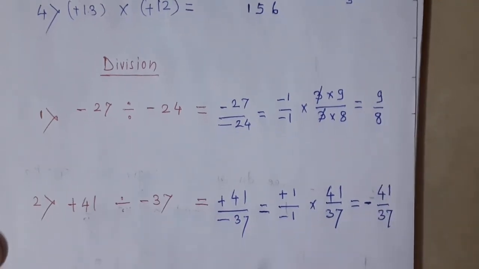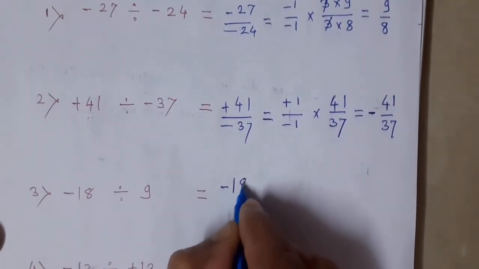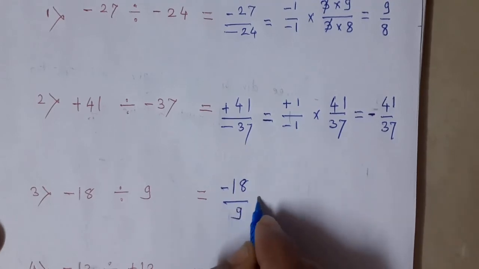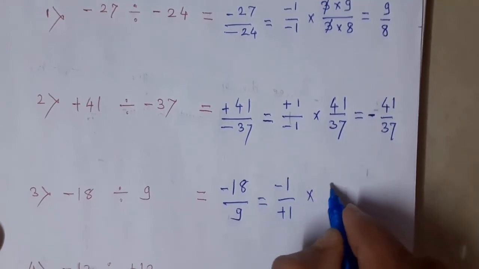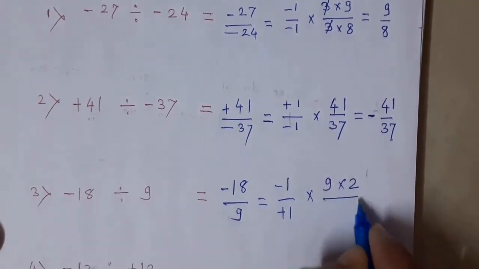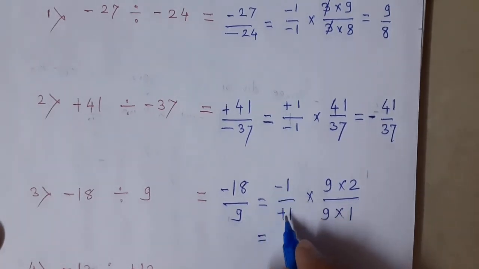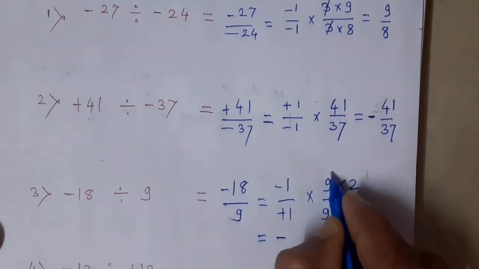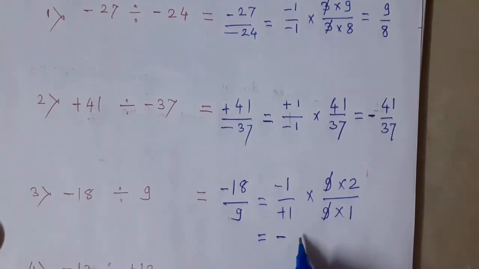Then I have taken the third example as minus 18 divided by 9, that is minus 1 divided by plus 1 multiplied by 18, which can be written as 9 twos are, and this 9 can be written as 9 ones are. Okay, you know what the result is when we are dividing a negative integer by a positive integer? Result is negative. This is the common one, so 2 ones are 2 and 1 one is 1, so answer is 2, that is minus 2, because sign is negative.